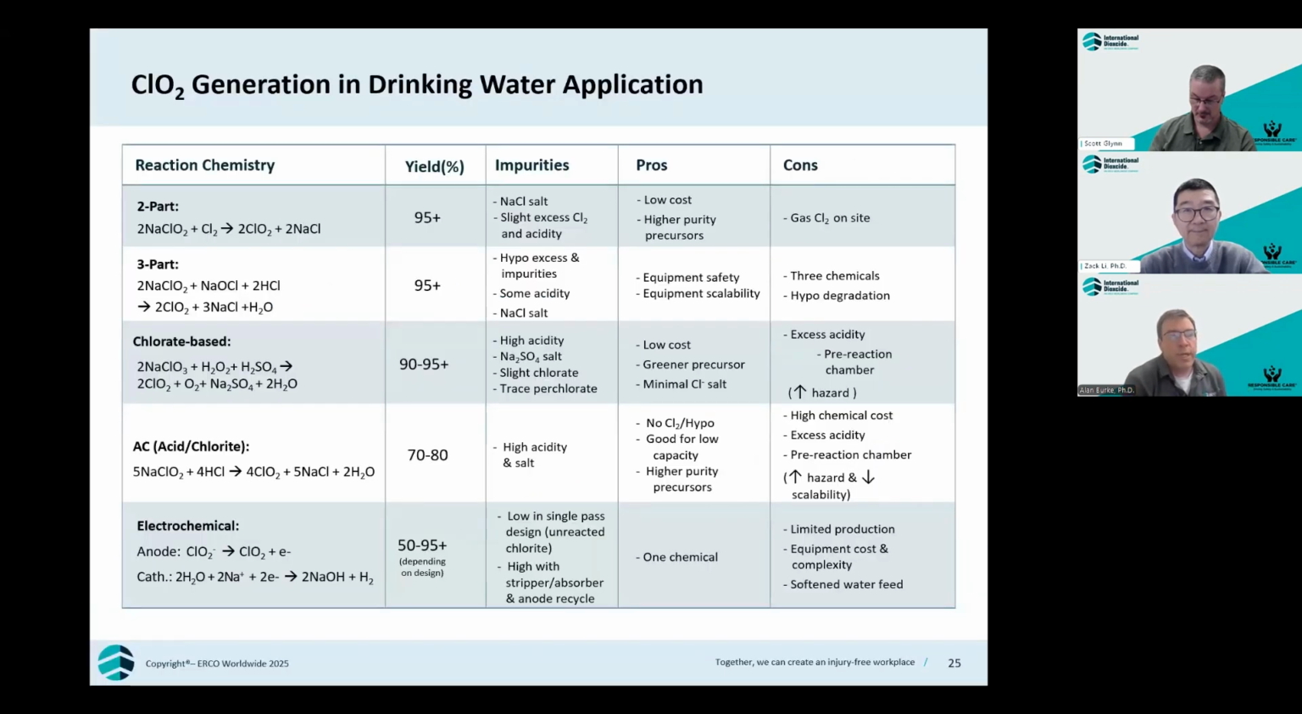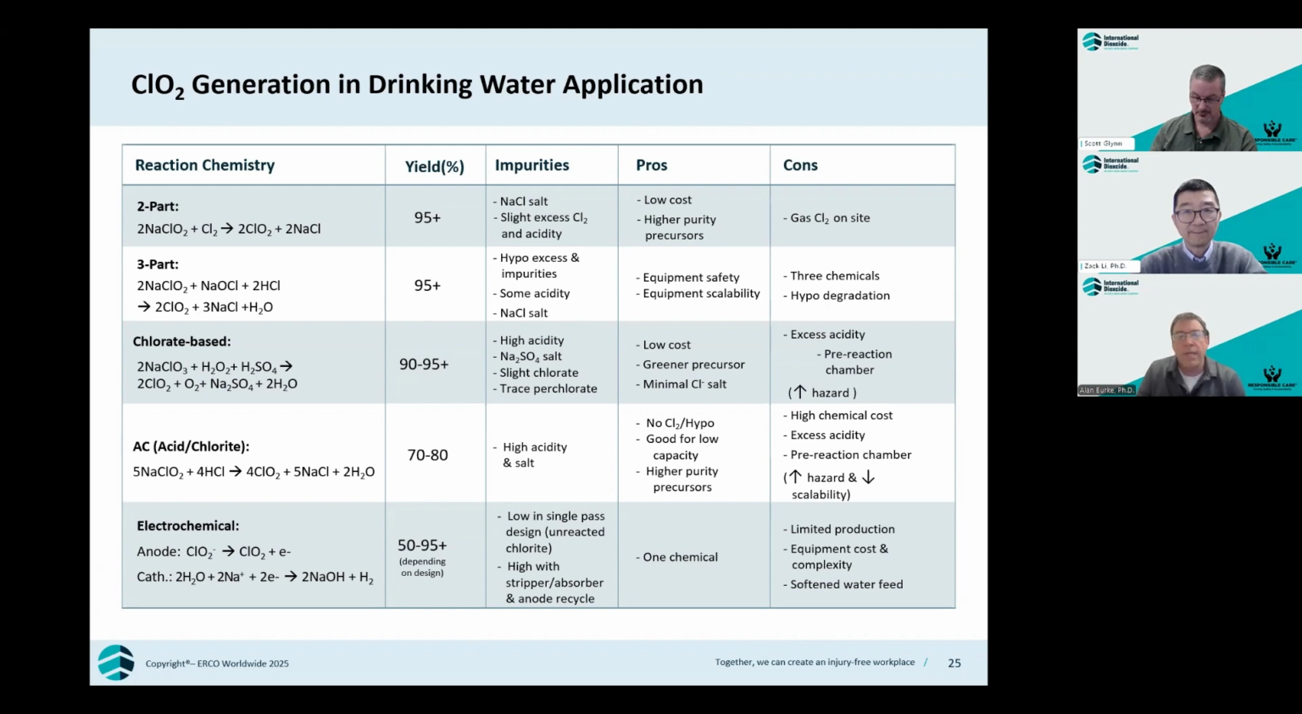Primarily, the top three processes are used in municipal water treatment, which are medium to large-scale water chlorine dioxide generation systems. We refer to these two top chlorite-based methods as two-part and three-part, where the two-part uses elemental chlorine gas to drive chlorite conversion to chlorine dioxide at very high efficiency and low salt production. The main con to this approach is that bulk chlorine gas needs to be stored on site.